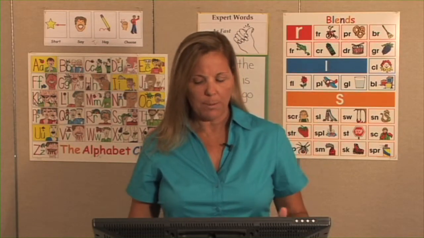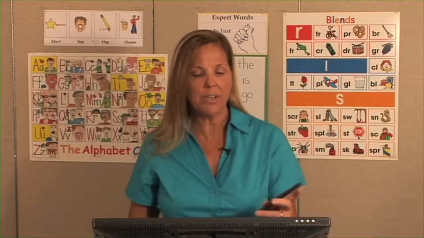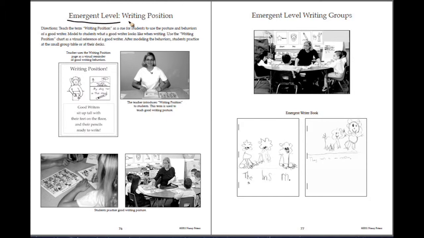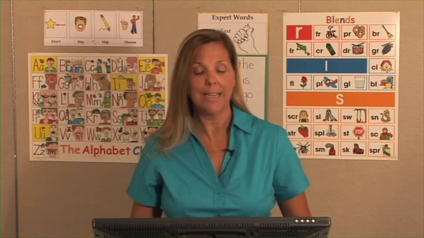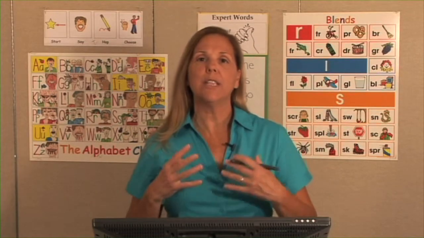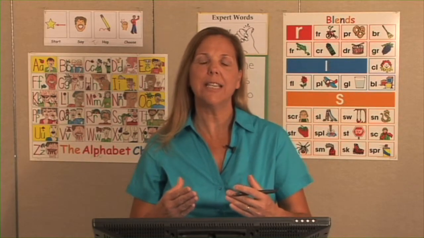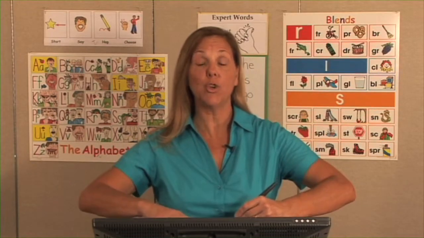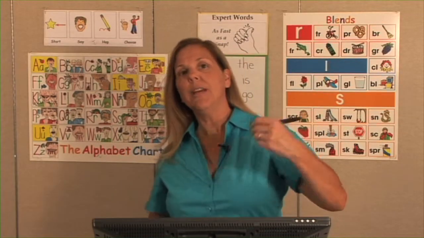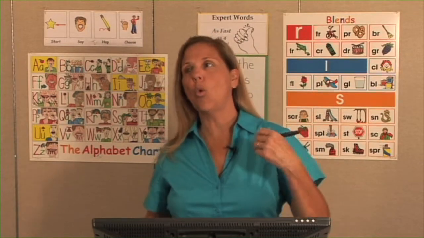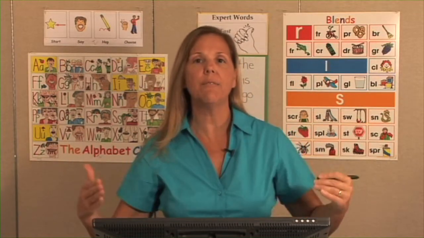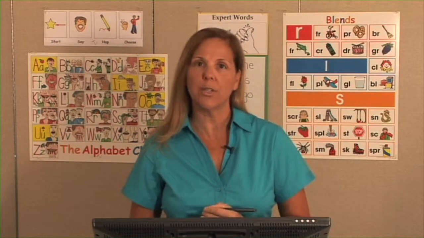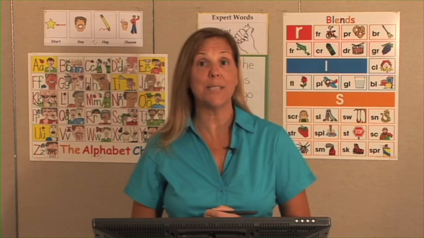Let's look first of all at page 76. On page 76, when I meet with this emergent group, the first thing we're going to look at is writing position. Even though I have these 4 steps I need to teach the kids, I can't teach them these steps unless they're sitting with good writing posture. If they don't have their pencil in their hand or they're slouched, it's very difficult to run these groups. So the first thing I would suggest is that you teach them writing position.